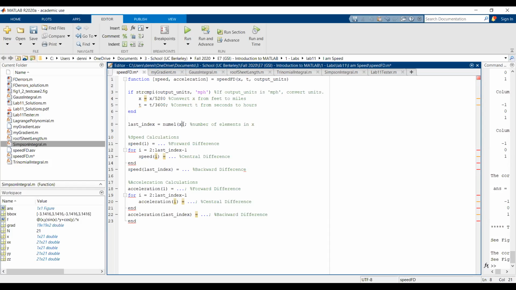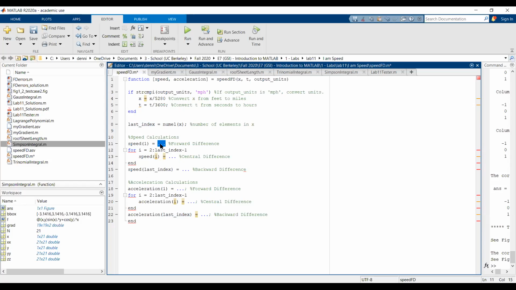Number of elements in x, last index. I'll leave it to you to think about why we need to do this instead of just using end here. But here's the idea. For the first point, we'll need the forward difference. For the last point, we'll need the backward difference. And everything in the middle, we can use central difference. Ideally, we want to use central difference for everything, but we can't, based on indexing.